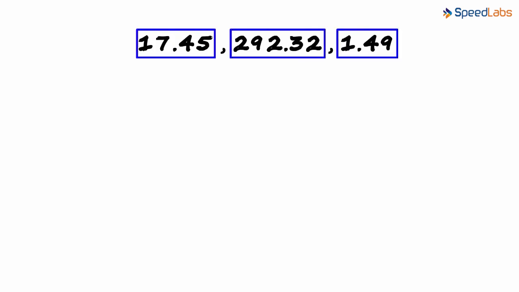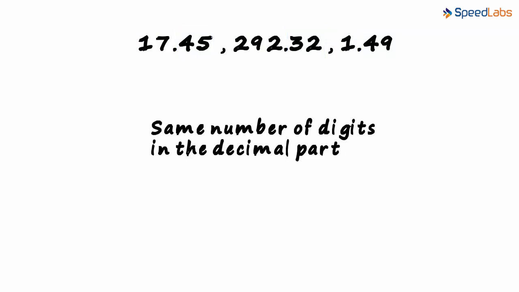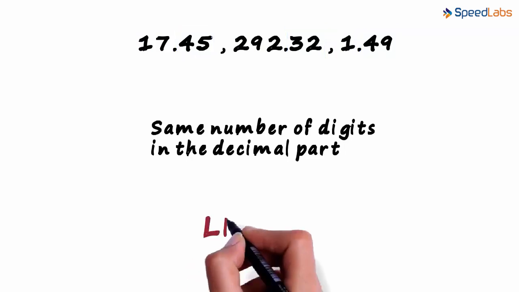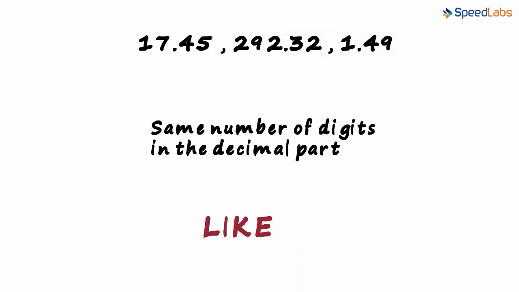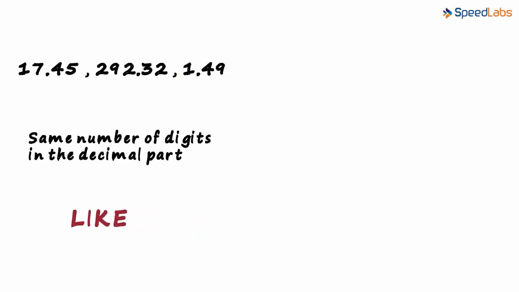Look at the decimal fractions on the board. 17.45, 292.32 and 1.49. What do you think is common amongst all three? All three of them have the same number of digits in the decimal part. 2, 2 and 2. Such decimal fractions are called like decimal fractions. Remember, same number of digits after the decimal point.